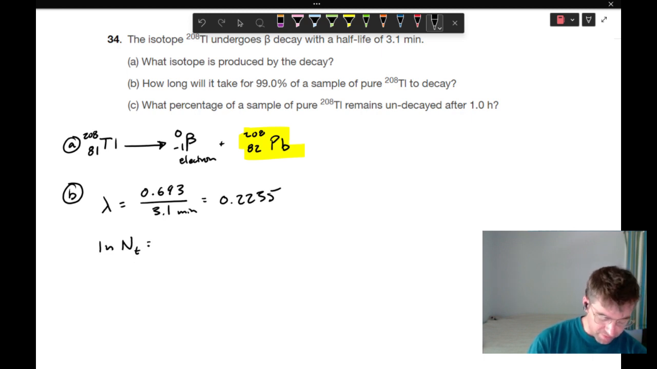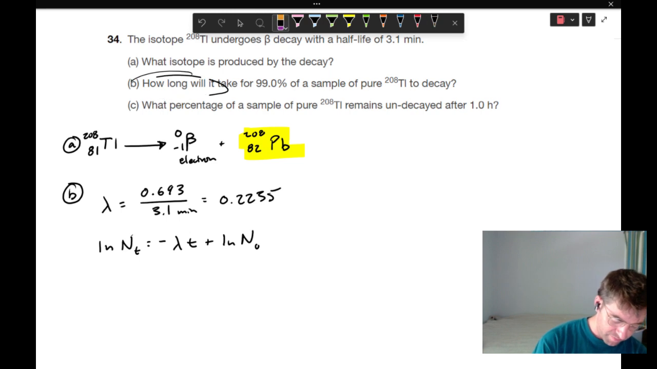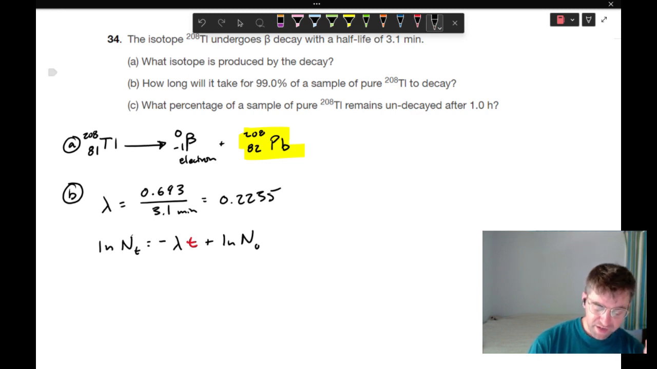I'm going to go ahead and write the whole thing out just to keep our stories straight. So we are solving for t. How long will it take? So I'm going to highlight that real quick. So we're solving for t. How long will it take for 99% of a pure sample? So we know that our initial is 1 and that the ln of 1 is always 0. So we've got that far. We know the final. We know that there's going to be 1% left at the end of it.